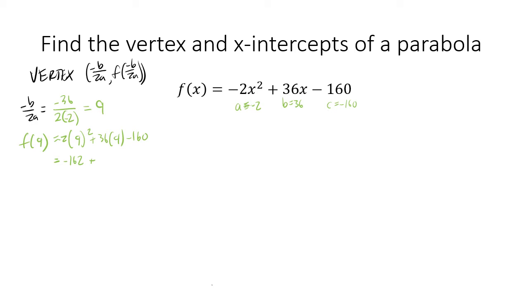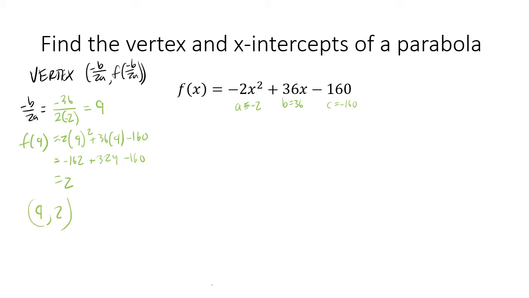36 times 9 is 324, obviously, minus 160. So is this just 2, minus 162 minus 160? Yeah, it's just 2. So the vertex then is at (9, 2). Easy, right? So that's negative b over 2a.